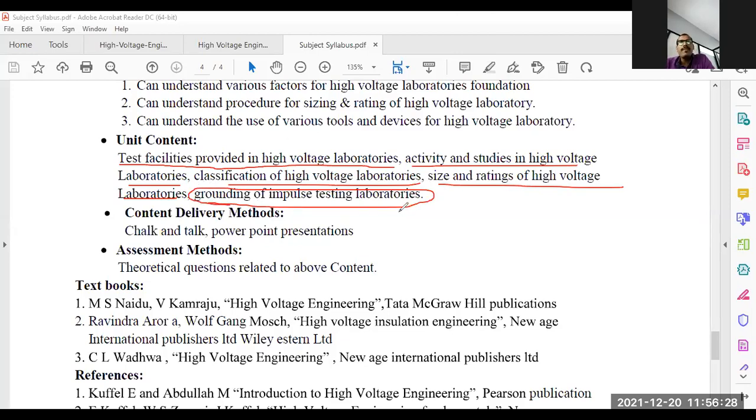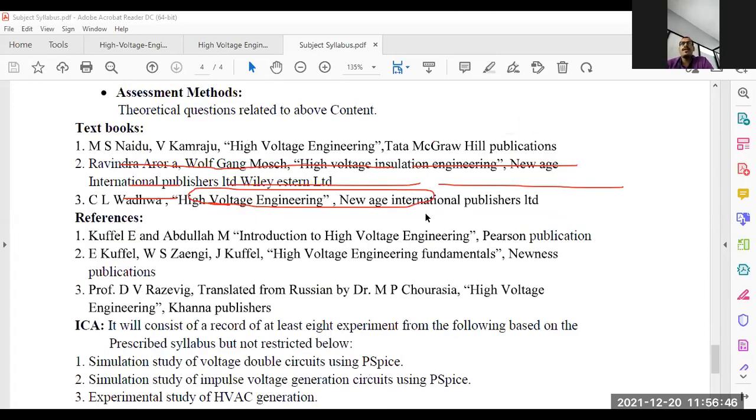It means how this laboratory is grounded. If we are testing any equipment and there is any damage, at that time we will understand how it gets grounded, or how the high voltage or high current goes to ground. So we will understand this easily in unit number 6.